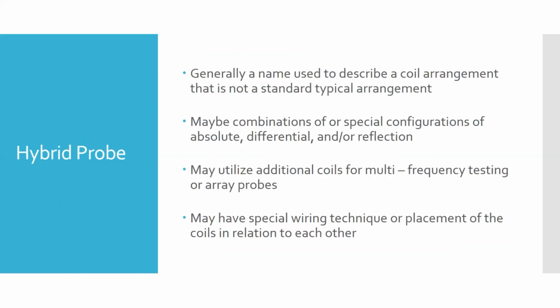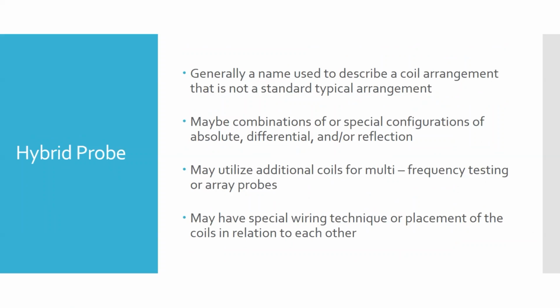And then the hybrid probe, I mentioned earlier, is a mix of these two. So it describes a coil arrangement that's not standard or that doesn't necessarily fit into one of those other categories. It may have some attributes of absolute, some attributes of differential, some attributes of a reflection probe. It may have more than one of those. So typically some kind of a combination, and often for special applications.